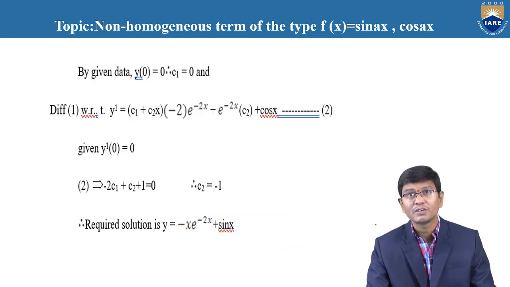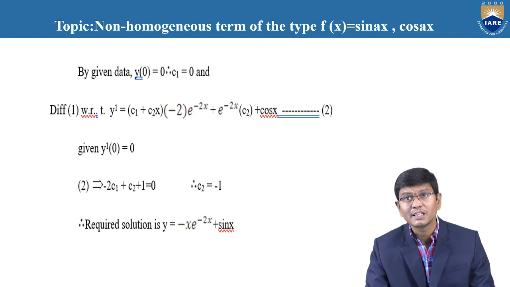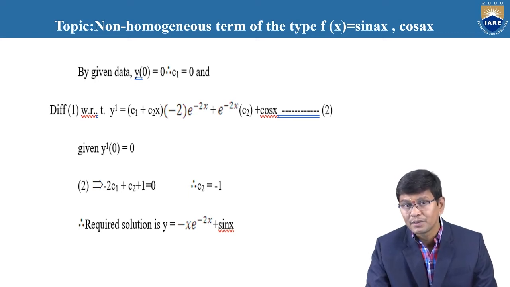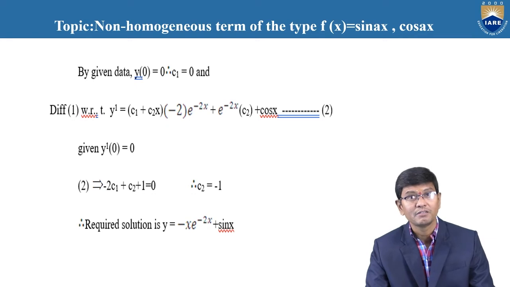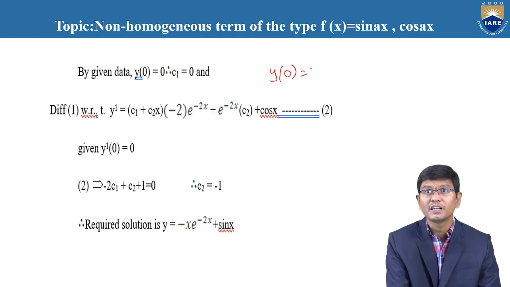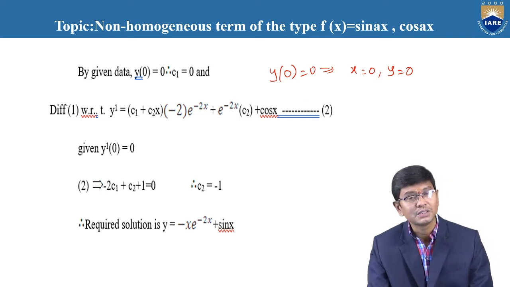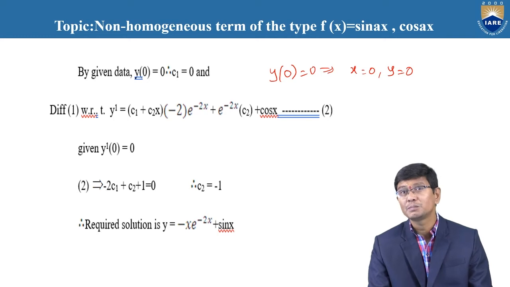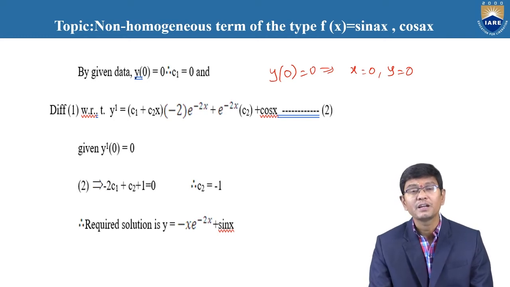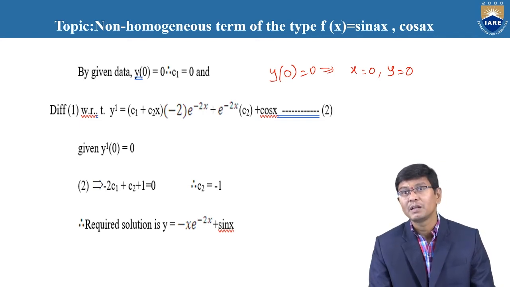Therefore, according to the first condition, y of 0 is equal to 0. By using equation 1, you get c1 equal to 0 by replacing x equal to 0 and y equal to 0. That means y of 0 equal to 0 means x is 0 and y is also 0. By using equation 1, you obtain c1 equal to 0. And differentiating equation 1 with respect to x, you obtain y dash equal to (c1 plus c2 x) into minus 2 e power of minus 2x plus c2 into e power of minus 2x plus cos x.